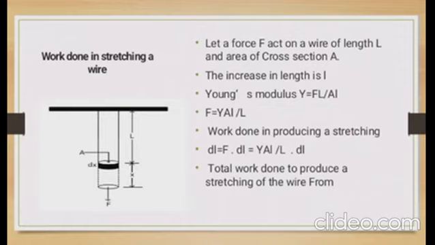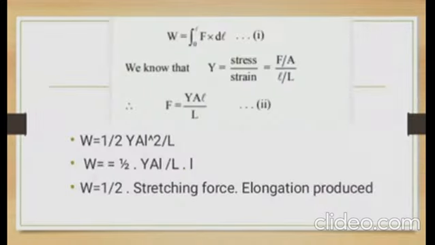Work done in producing a stretching dl equals F into dl, which is Y A l by L into dl. Total work done to produce a stretching of the wire, W equals integral F into dl. F equals Y A l by L. W equals 1 by 2 Y A l square divided by L. W equals 1 by 2 Y A l by L into l. W equals 1 by 2 into stretching force into elongation produced.